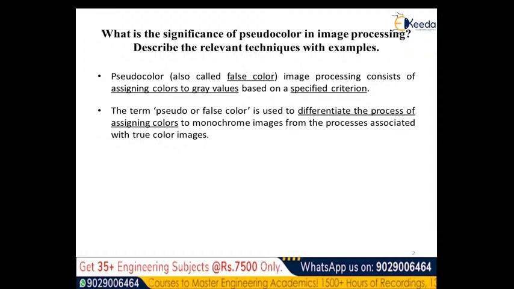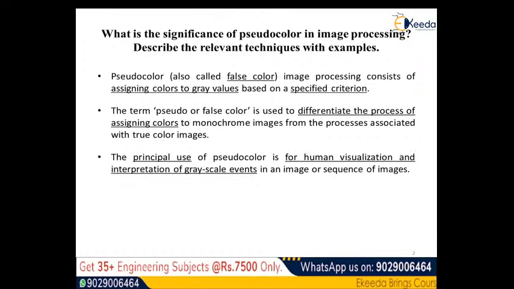So now, for pseudo color image processing, another thing to follow this particular topic should be where it is utilized, because if we don't know the application area where we can best use it and it has a particular significance, then only shall we have interest in learning this particular technique. So the answer to this is the important and principal use of pseudo color image processing for human visualization, and along with it we have the interpretation of grayscale events in an image or the sequence of images.